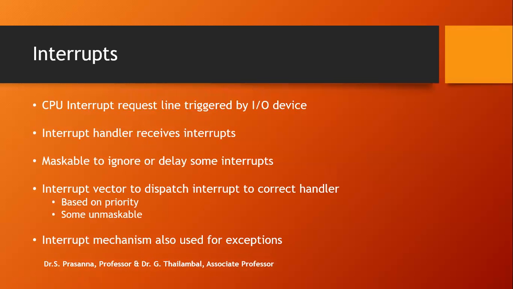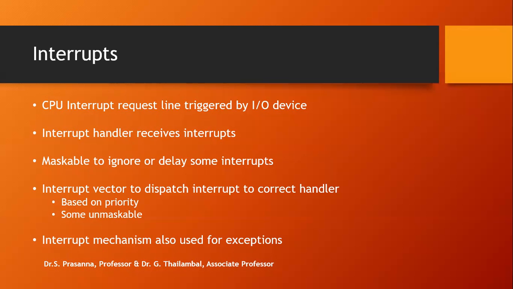And interrupts. An interrupt is the CPU interrupt request line triggered by an I/O device. Whenever the CPU requests an input output device to get executed, the CPU stops its process. This is called an interrupt. The interrupt handler receives the interrupt. The handler's work is to receive the interrupt and process the command given by the CPU. You can have a maskable interrupt to ignore or delay some interrupts. Sometimes it is not necessary to execute the interrupts, so you can even ignore them.